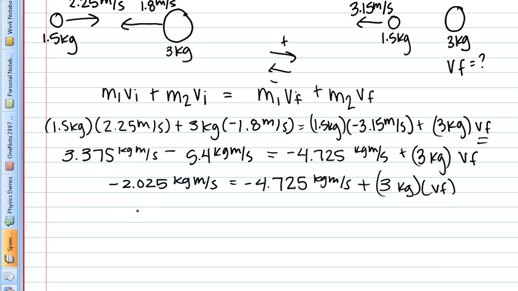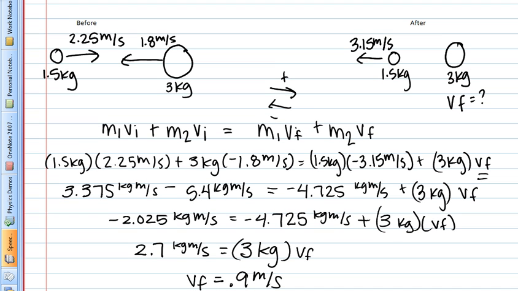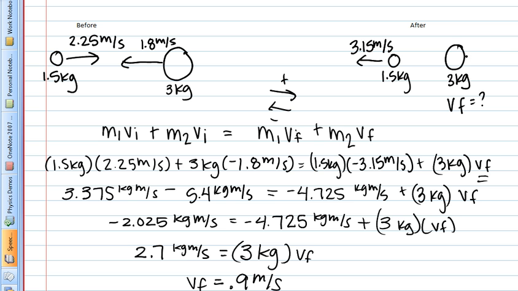When we combine, we find this ends up being a positive 2.7 kilogram meters per second equal to 3 kg times our final velocity. And we find that our final velocity is going to be a positive 0.9 meters per second. If we go back up to our original diagram, that means our large marble will move to the right at a speed of 0.9 meters per second.